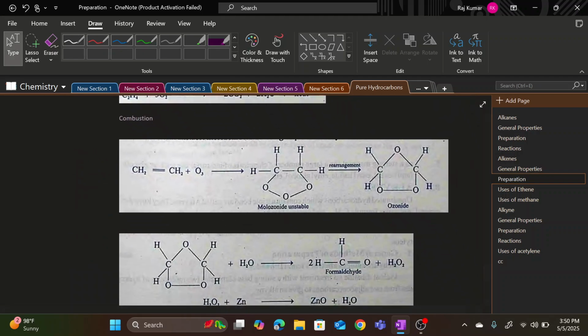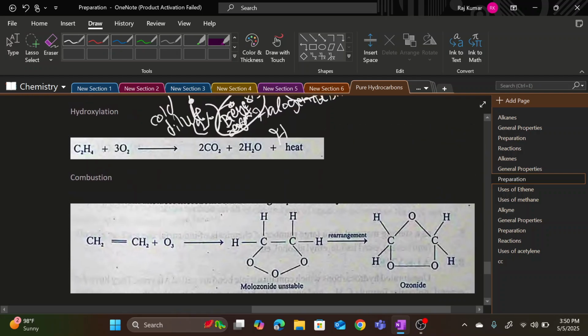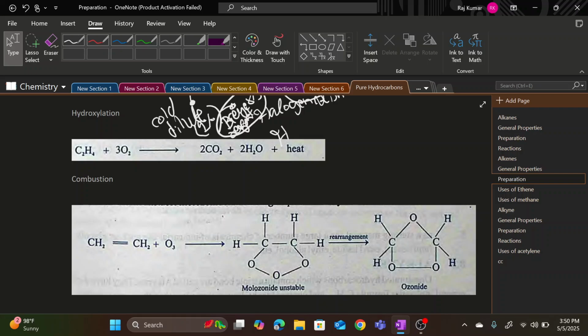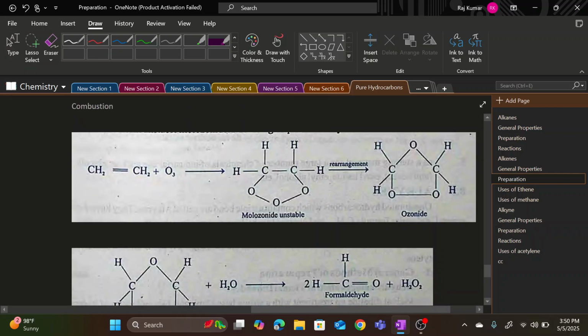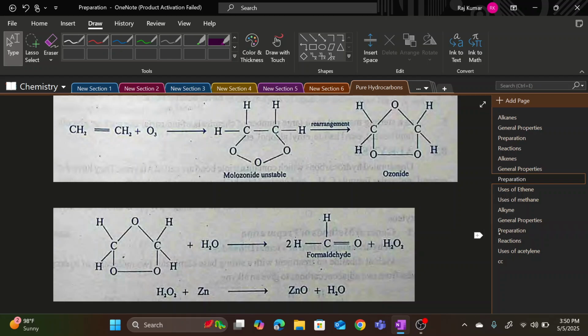After that, let's move on to another one, which is combustion. Combustion is pretty simple. When you burn ethene in the presence of oxygen, it will produce carbon dioxide and water, releasing heat of combustion.